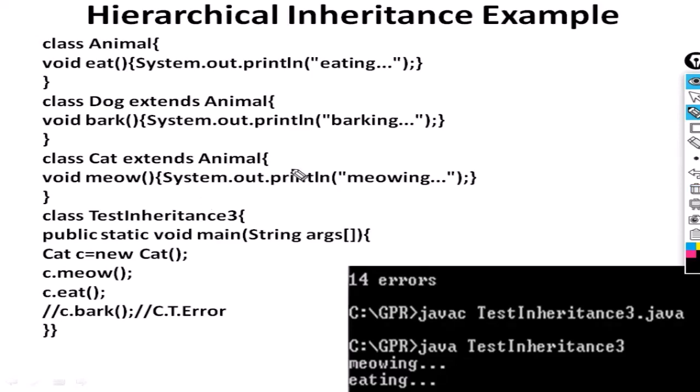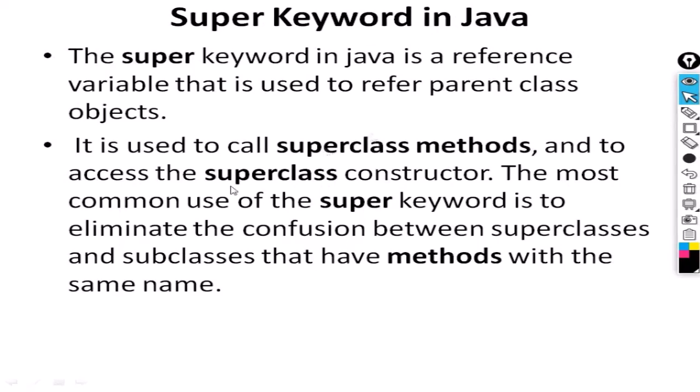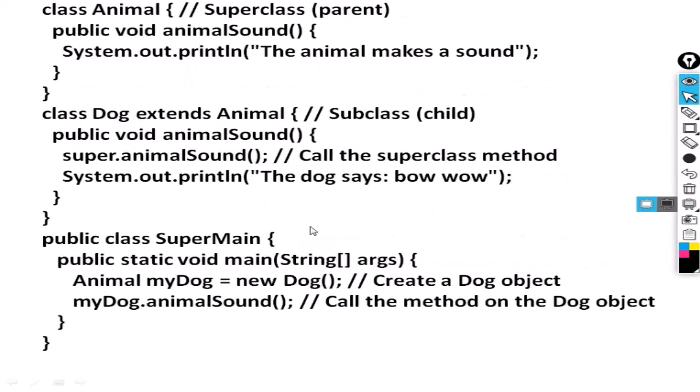So like that, we are going to perform the activities by using super. Super is used to call the superclass methods and to access the superclass constructor. So you can use a constructor, a method, a variable. These are the things you can do by using a keyword called super.